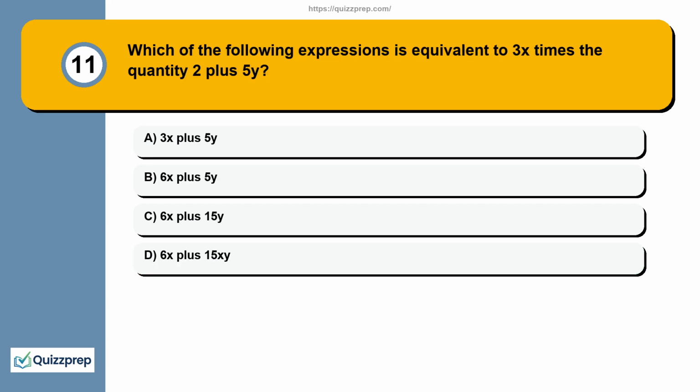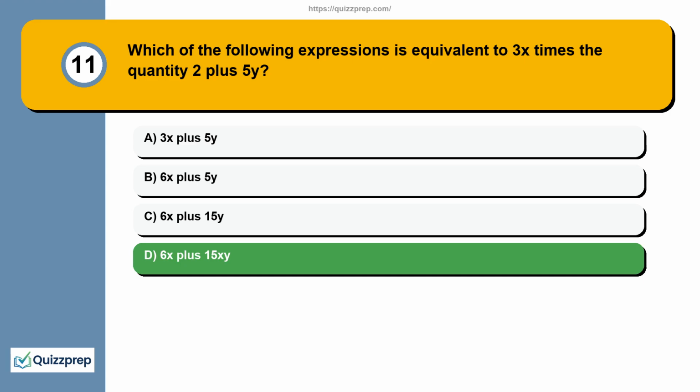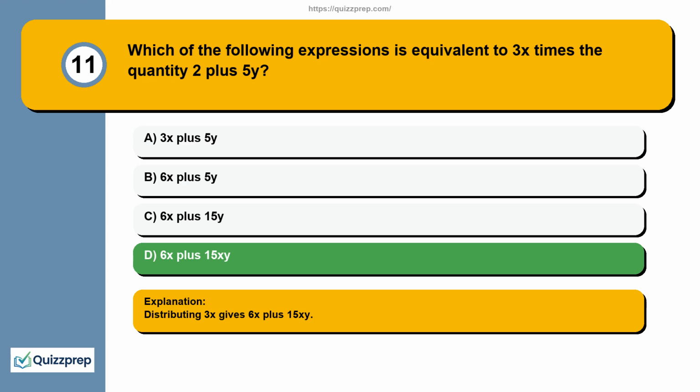Question 11. Which of the following expressions is equivalent to 3x times the quantity 2 plus 5y? 3x plus 5y, 6x plus 5y, 6x plus 15y, 6x plus 15xy. Distributing 3x gives 6x plus 15xy.